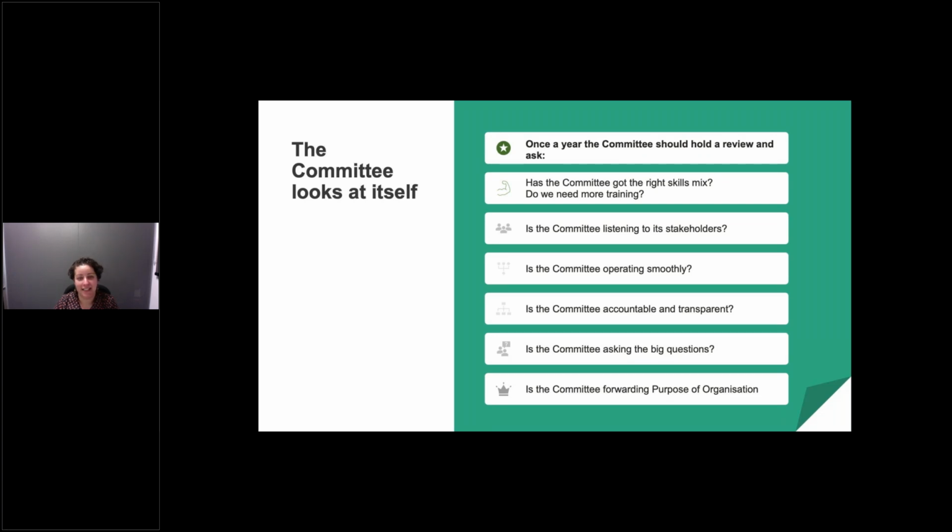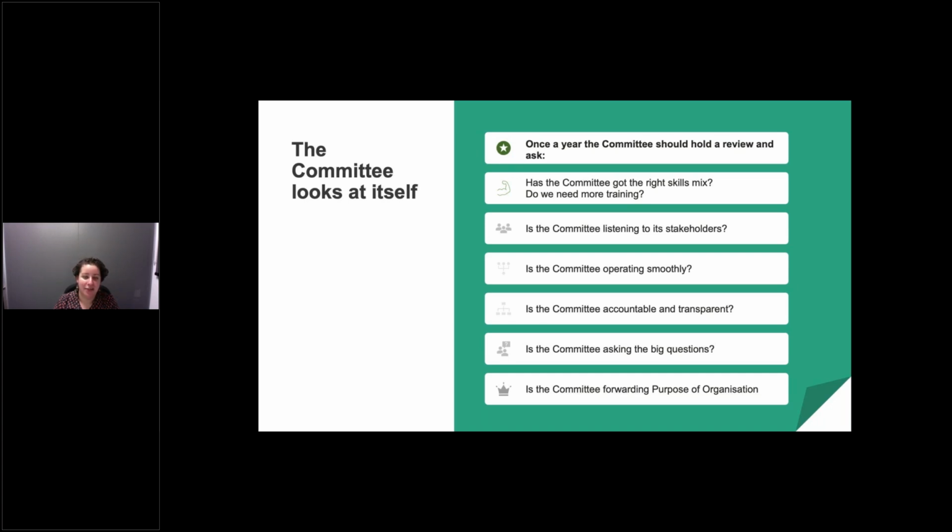Is the committee listening to its stakeholders? What's your engagement plan like? Are you engaging regularly with your stakeholders, with your clients, with people in your community, with government agencies or whoever it is your organisation has to deal with? Is the committee operating smoothly? Are your meetings well run? Are they going for hours and hours without resolution on a number of issues? Are they reasonable in their structure and the time frame commitments that you're asking of people?